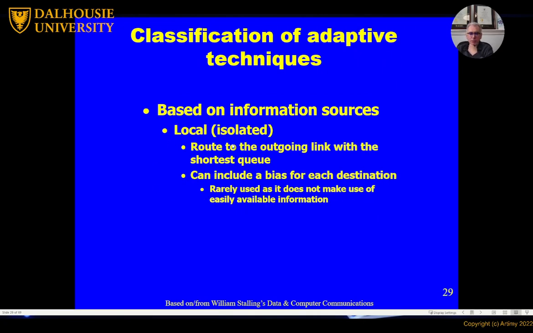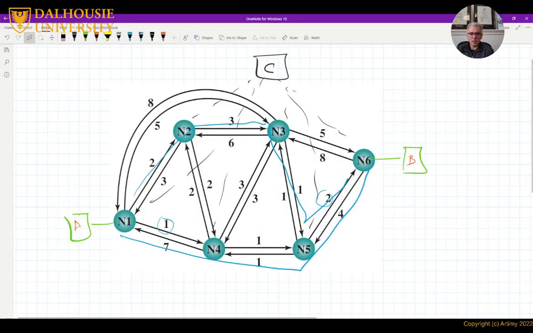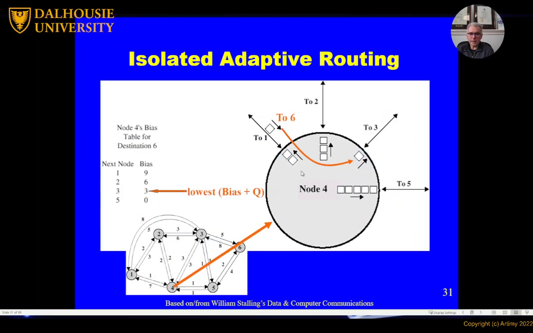the local isolated information here. So imagine node 4, in our case here, right? It has 4 different links. Node 4 in the isolated strategy doesn't share information with anybody else. It just looks at its own links here. So if a packet arrives, a packet comes here and it's supposed to go to node 6, and it's shown here by the 2 6. So I have now 4 options.